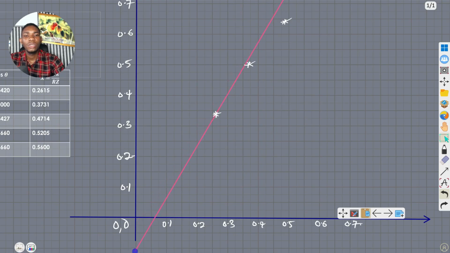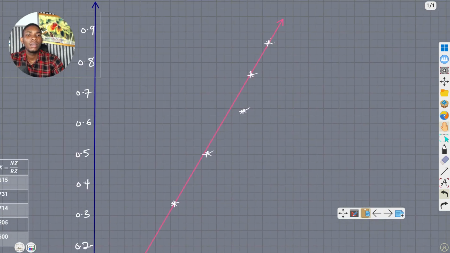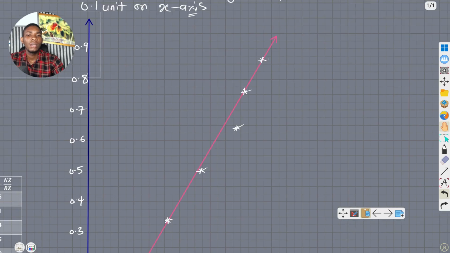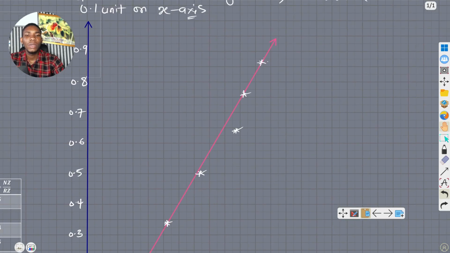Now it's supposed to pass through the origin, but it didn't, so we just take it at this point. I think this point is okay like this, because as it is now, only one point did not fall into the line. One almost fell in, then one did not fall at all into the line. This is what we should be expecting, something like this. All right, so this is our graph.